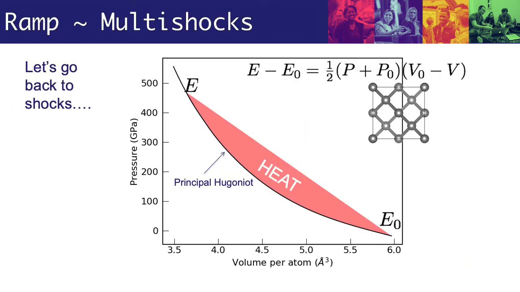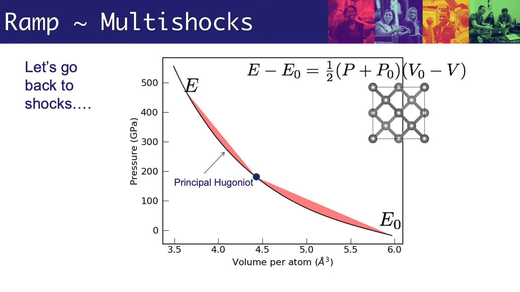So our model is based on the idea that RAM compression should be similar to a multi-shock compression. If we consider a material with a principal Hugoniot curve, where we take the material from ambient conditions to a final state of energy E, then this area that you see here that connects the 2 points and the Hugoniot curve is the heat generated for that particular shock. But if we're able to shock the material to an intermediate state and then from that state to the final state of energy E, we should be generating less heat compared to a single shock.